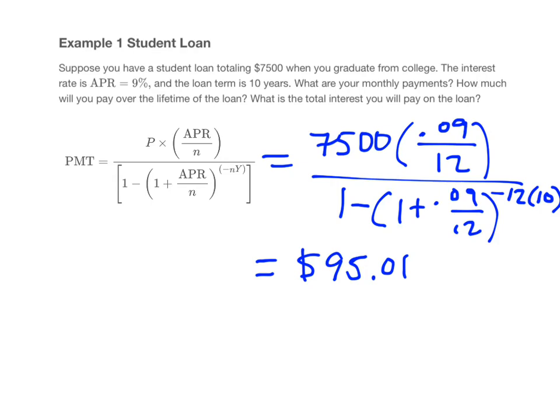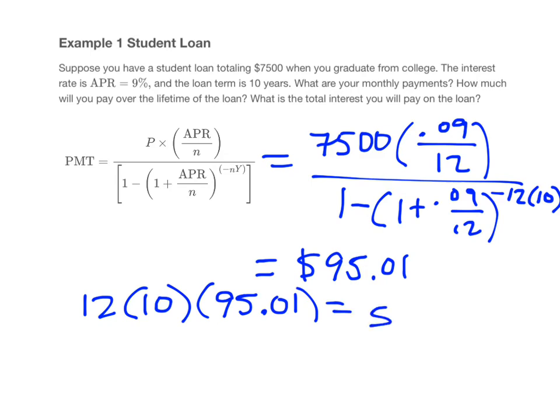How much does the student pay altogether? So we want to take into account the principal balance as well as the interest. This monthly payment is paying off both the principal and the interest. So what we need to do is just find the total number of payments and then multiply by the monthly payment amount. They're making 12 payments per year times 10 for 10 years, times $95.01 for the amount that they're paying each month, and that's a total of $11,401.20. You can see that that's more than the principal.